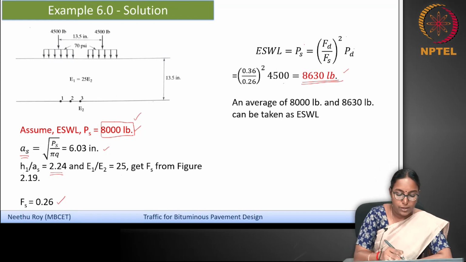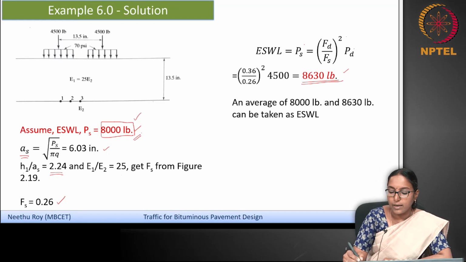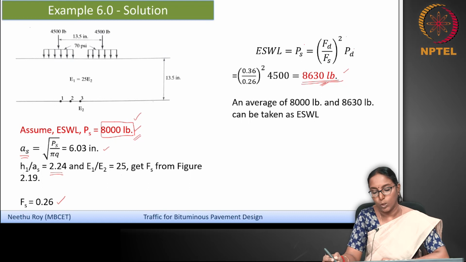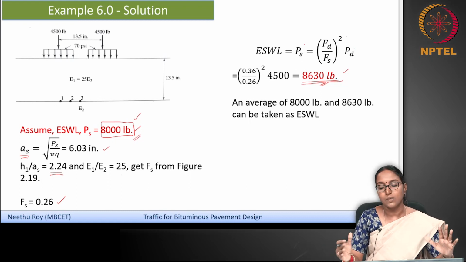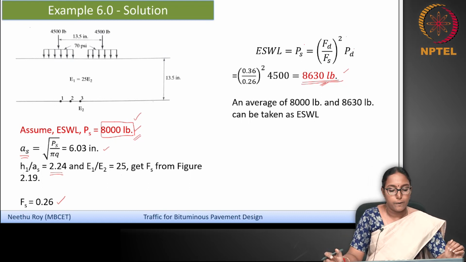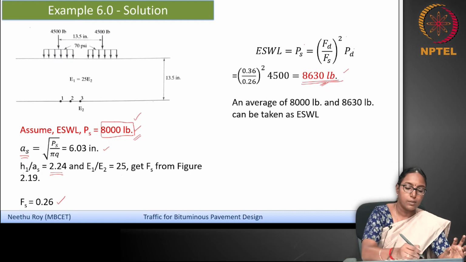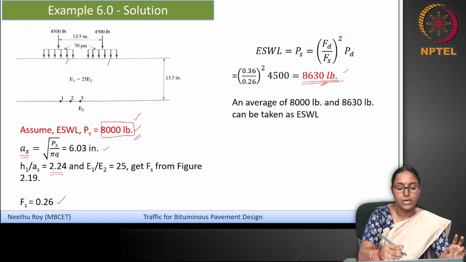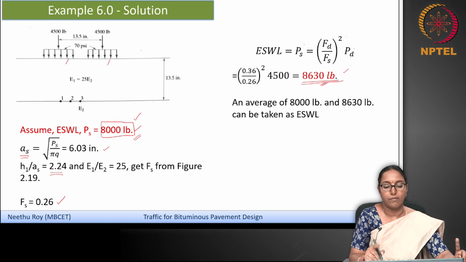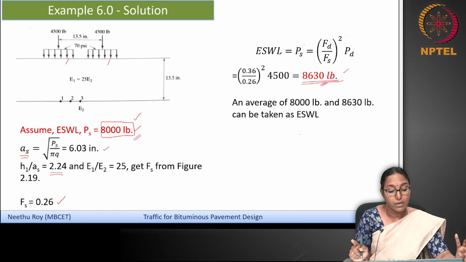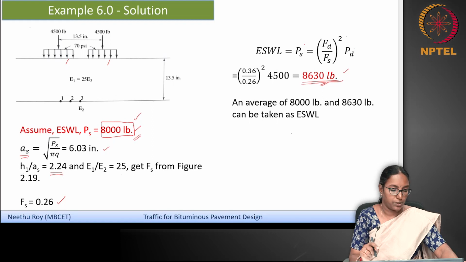So what you can do is take an average value of 8000 and 8630 as the equivalent single wheel load. So this is a trial and error approach wherein you have assumed that the equivalent single wheel load and the dual wheel have different contact radius, but they have the same contact pressure.